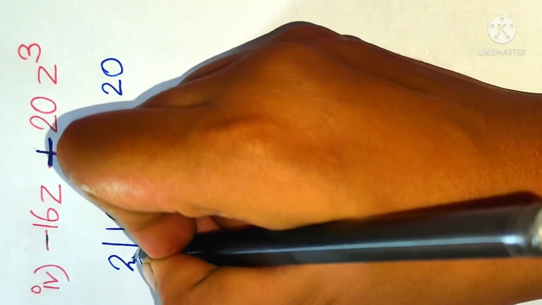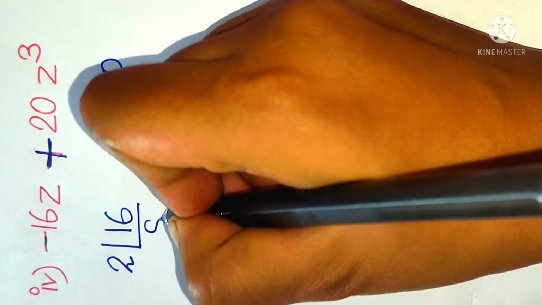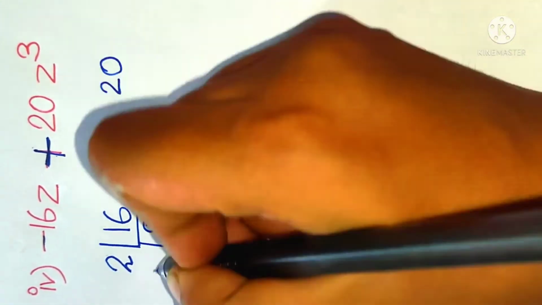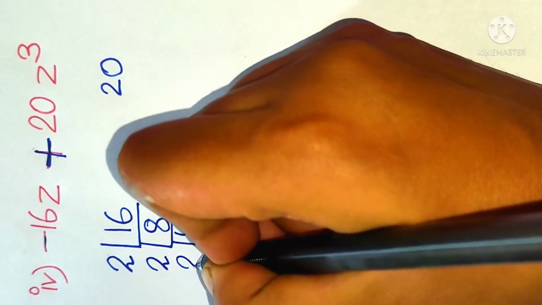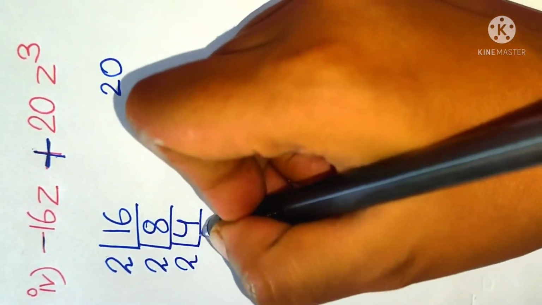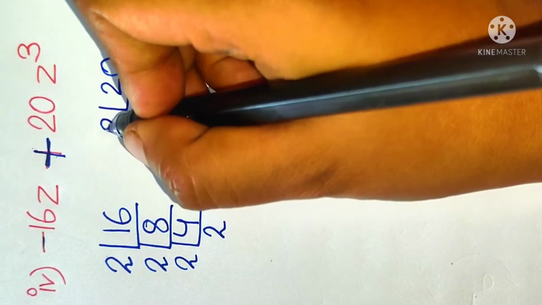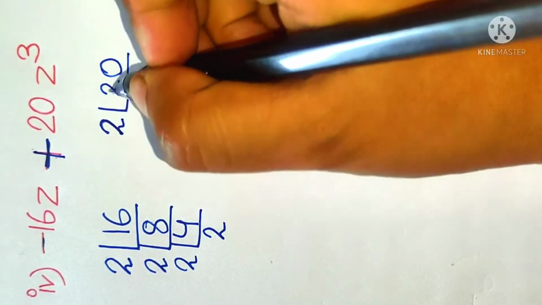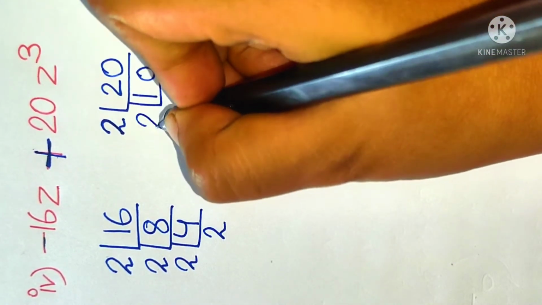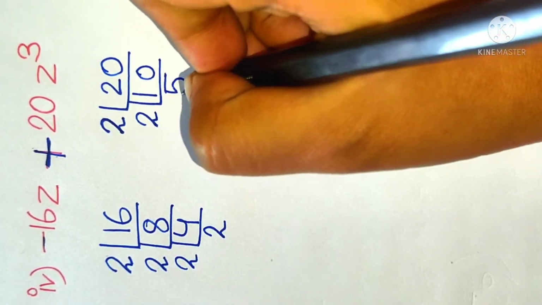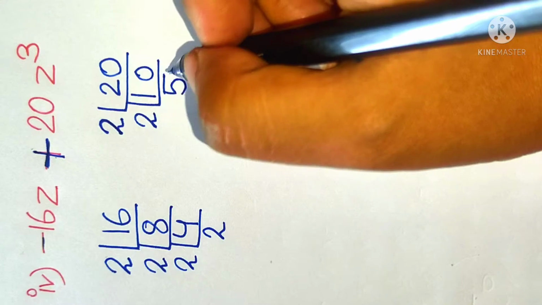As 16 is divisible by the smallest prime number 2, we will divide it. 8 2s are 16. Again 8 is divisible by 2, so 2 4s are 8. 4 is also divisible by 2, so 2 into 2 is 4. 2 is the prime number, so stop here. Now we will divide this 20 with the smallest prime number 2. We will get 10 2s are 20. 10 is also divisible by 2, so 2 into 5 is 10. Here 5 is the prime number, so we are going to stop here.